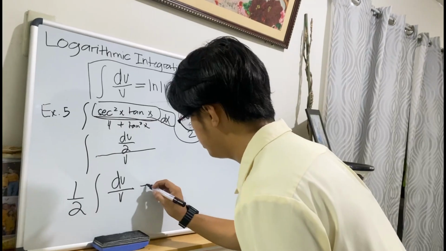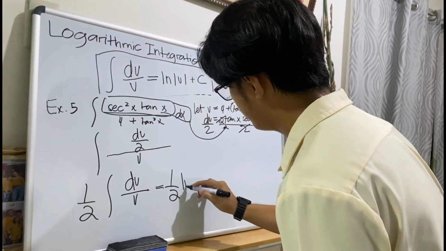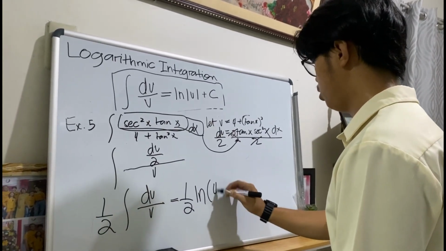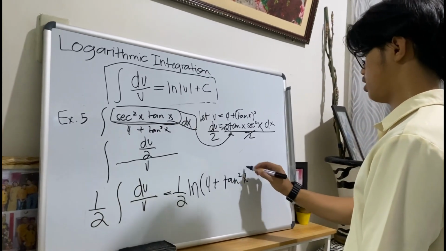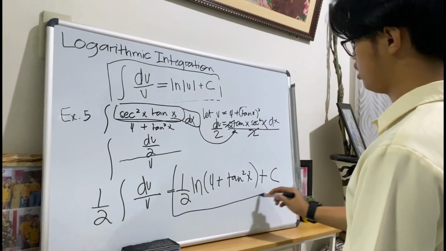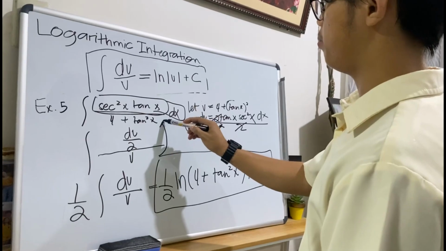So if we get the answer, 1/2 ln of u is 4 plus tan squared x. Don't forget plus c. This is our final answer for this problem.